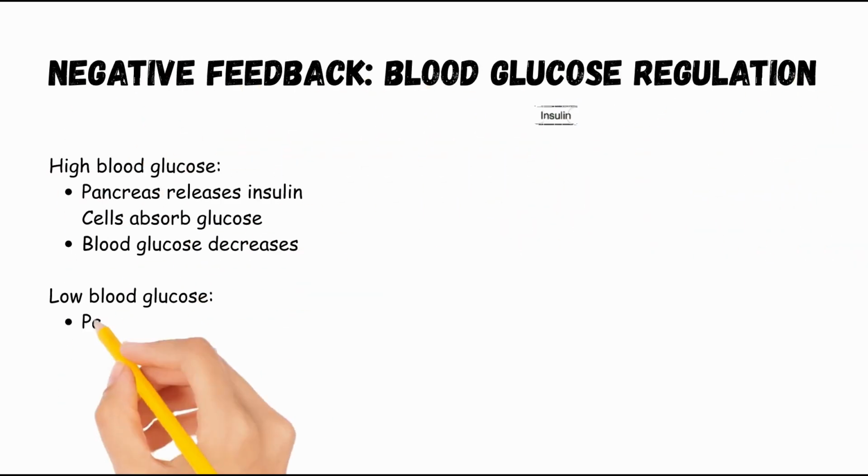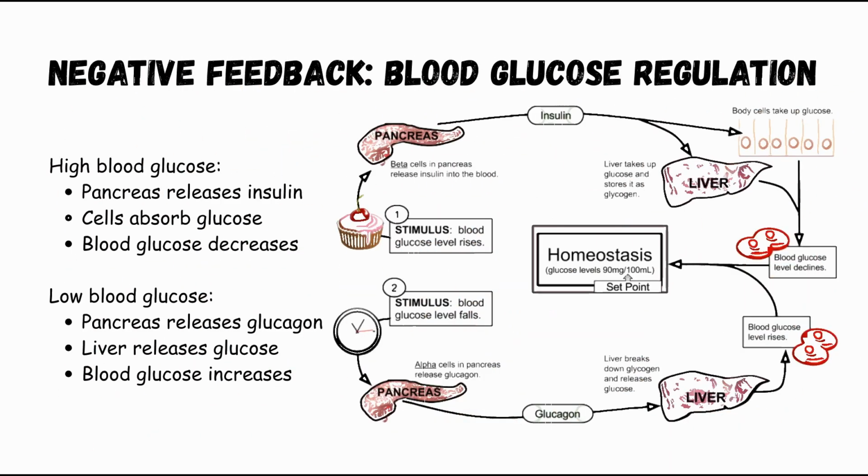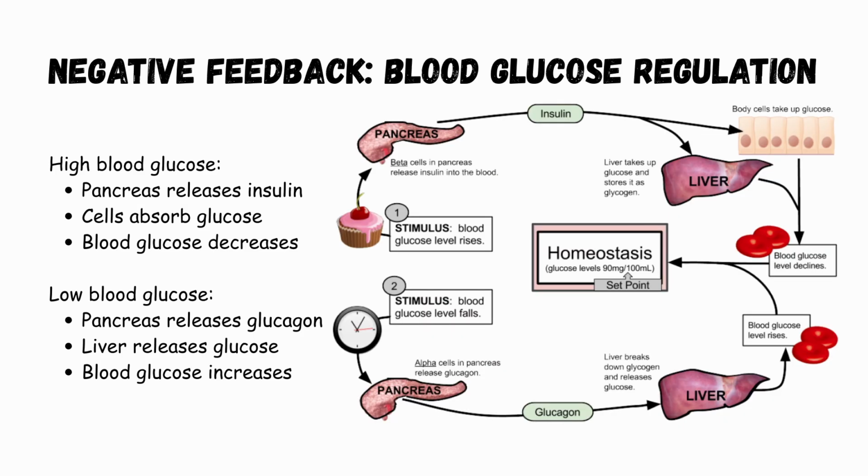Another classic example is regulation of blood glucose levels. After a meal, blood glucose increases and insulin is released from the pancreas. Insulin promotes glucose uptake by cells, reducing blood glucose levels. When blood glucose decreases, glucagon is released, stimulating glucose release from the liver. This mechanism maintains blood glucose within normal limits.